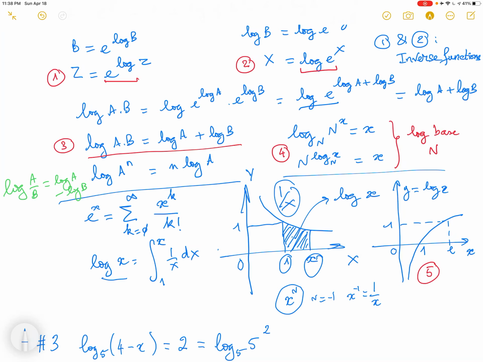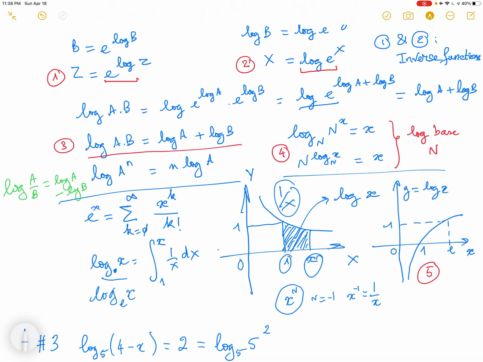Therefore, they had to devise a scheme to capture the integration of 1 over x, and that is defined as the logarithm of x. Note that often it's written without any index right after the word log, and that means it is log natural, or you can write log e of x. Often people just don't write e here.